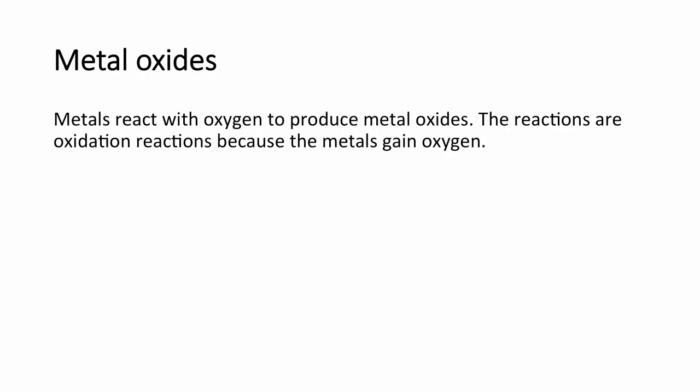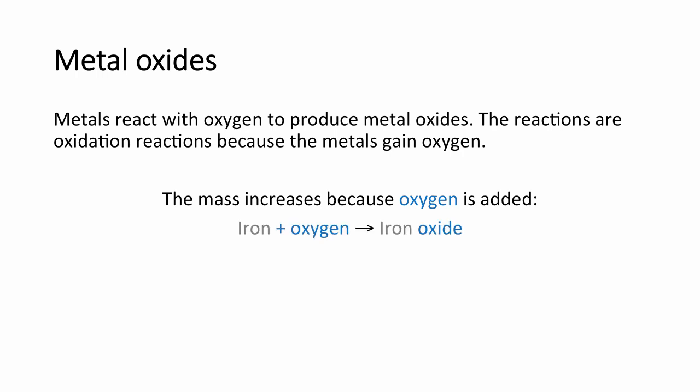Metal oxides. Metals react with oxygen to produce metal oxides. The reactions are called oxidation because the metals gain oxygen. The mass of the metal will increase because oxygen has been added. For example, iron plus oxygen will form iron oxide.